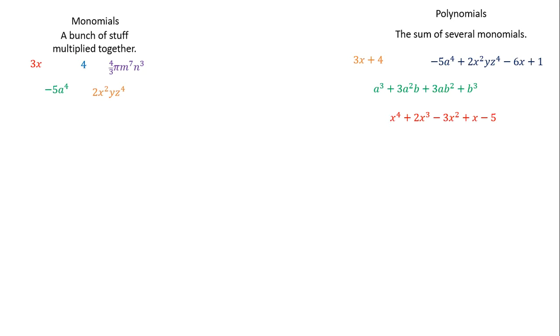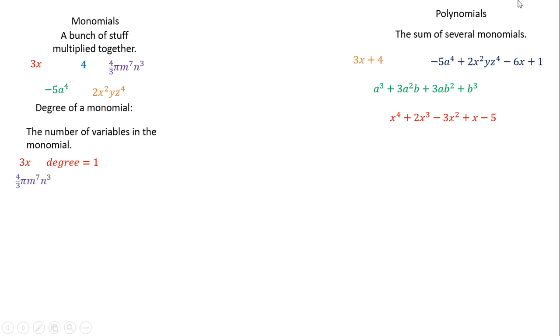So that's what a monomial is and what a polynomial is. We're going to be looking at different pieces of these. The first thing is the degree. What is the degree of a monomial? The degree of a monomial is the number of variables in the monomial. So we could have something like 3x. How many variables are there? Just one, the x. It's the only variable. So the degree is 1.